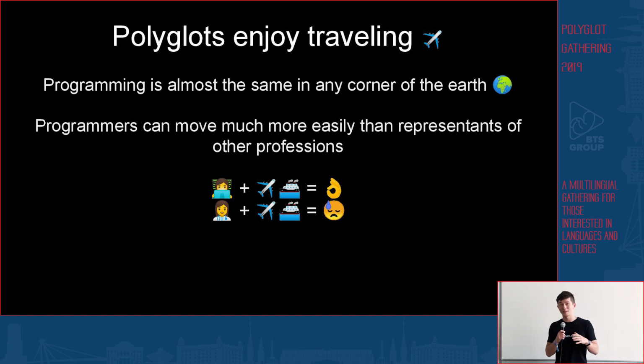But in case of programming, it's very simple. Programming is the same all around the world. And if you want to move to another country, the only thing you have to do is to learn the local natural language, right? Or the culture. But we actually love doing that, so that's a bonus.